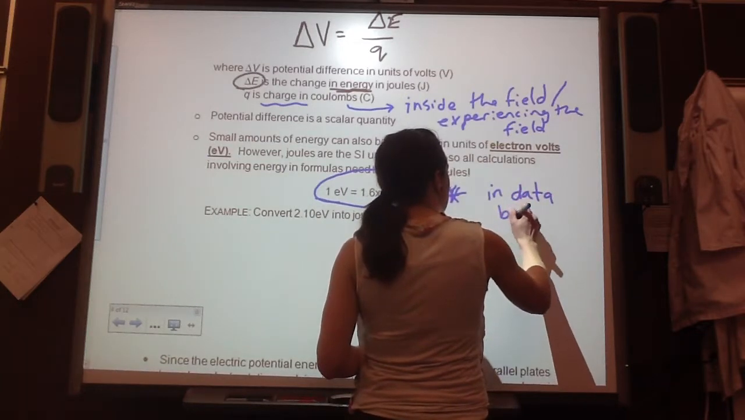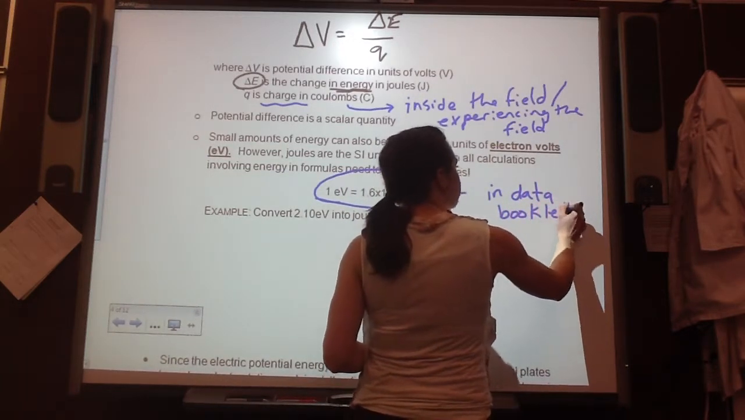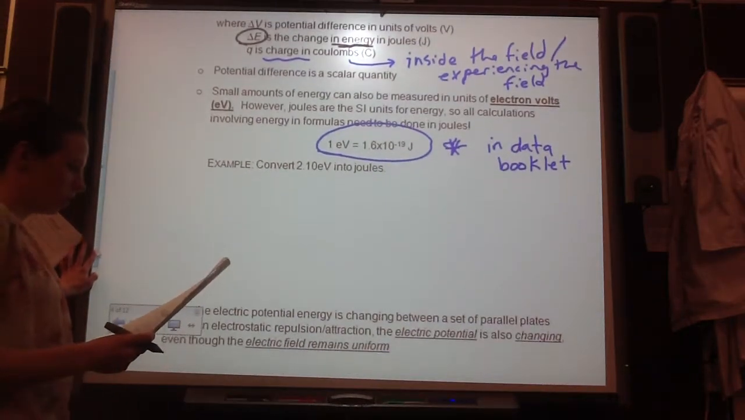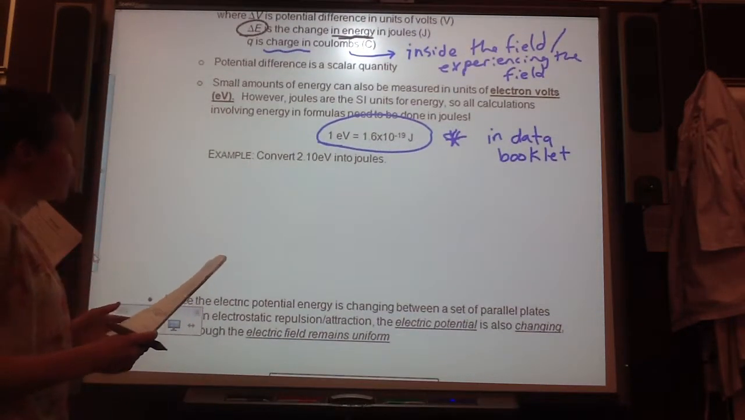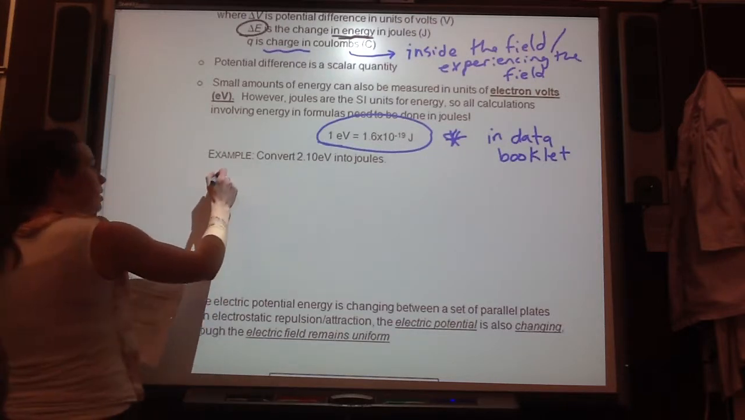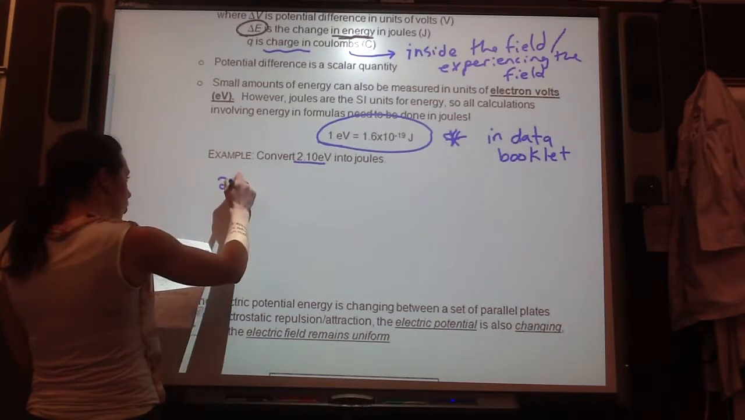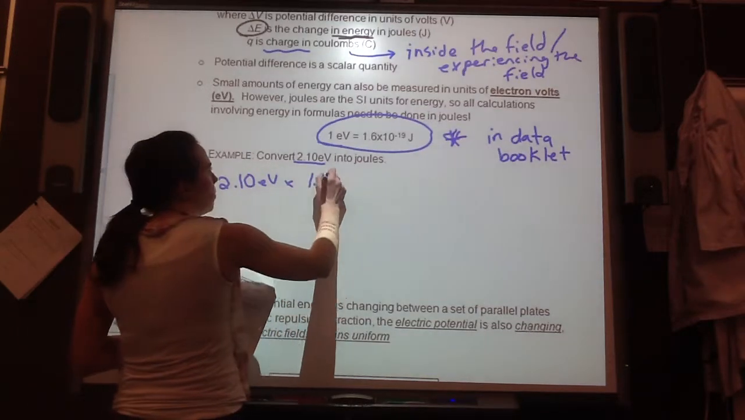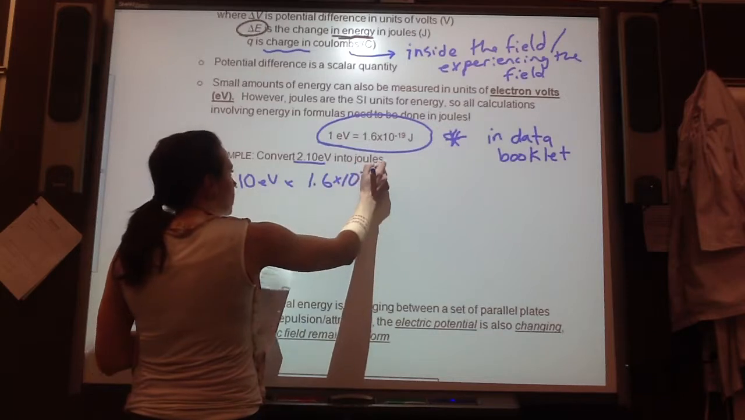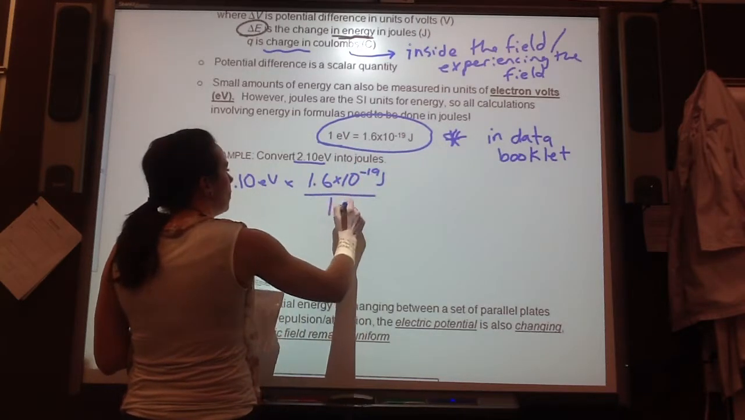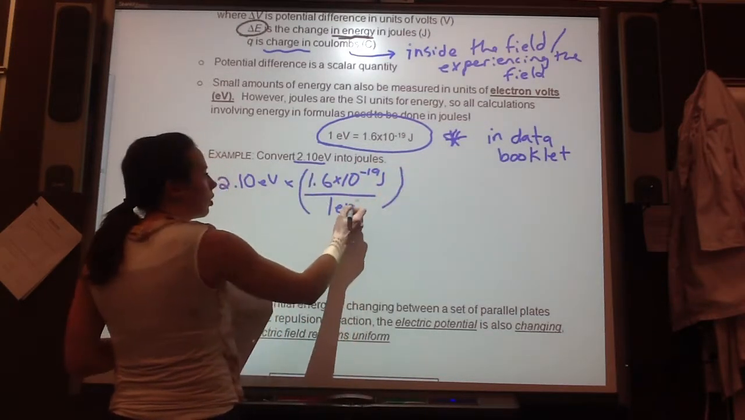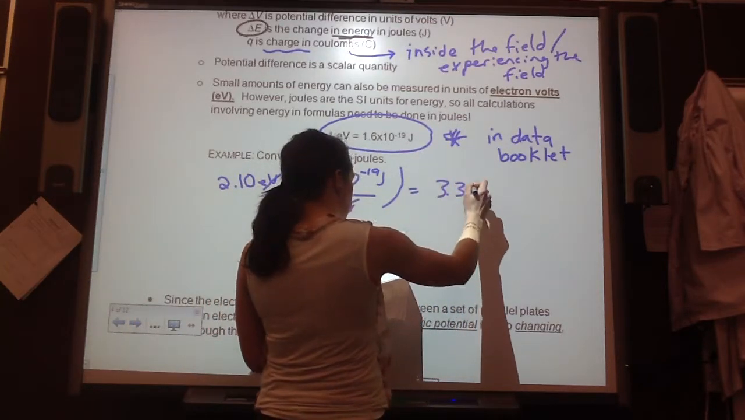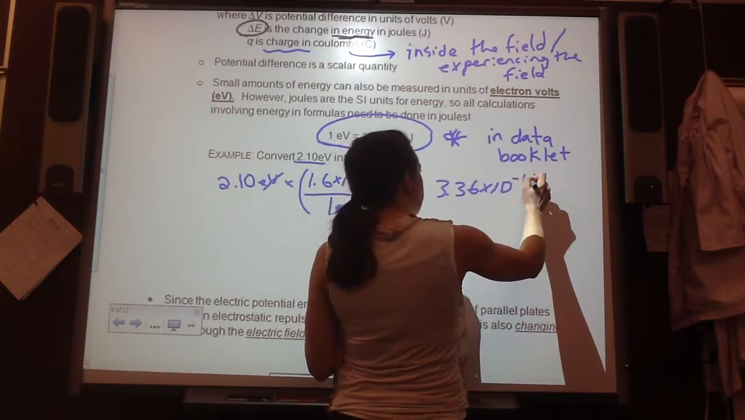So if you're getting eV, you just multiply. For this, if we are to convert this into joules, you have your 2.10 eV times 1.6 times 10 to the negative 19 joules over 1 eV. Okay, then we can cross out our eVs, and you get 3.36 times 10 to the negative 19 joules.